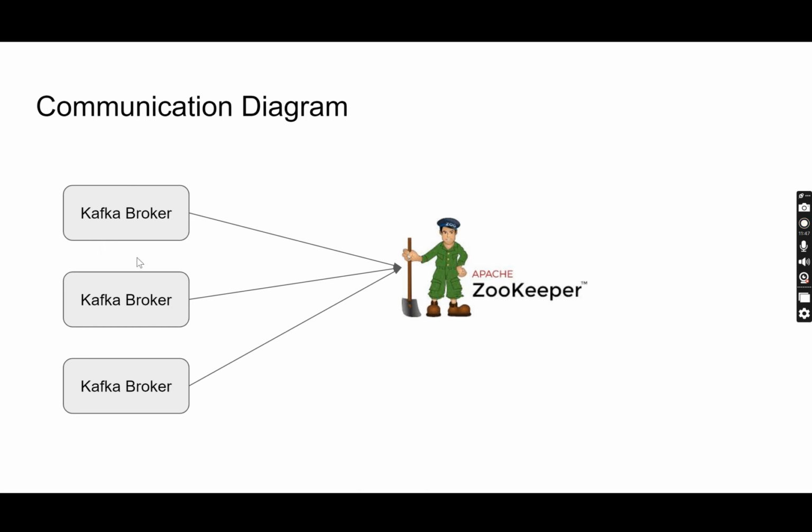There is no direct interaction between brokers. Before any one-to-one communication, the brokers first check with Zookeeper who is active, and only then do the direct interactions happen. There is no other interaction without checking with Zookeeper.